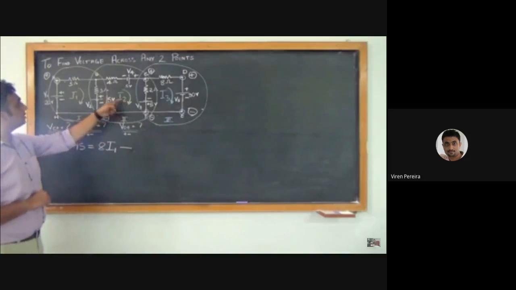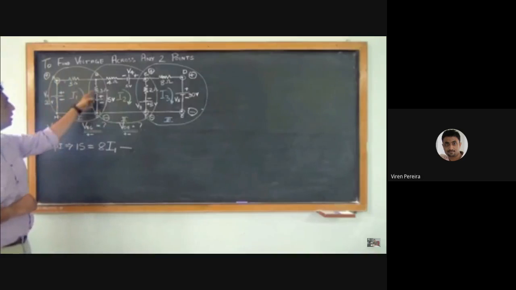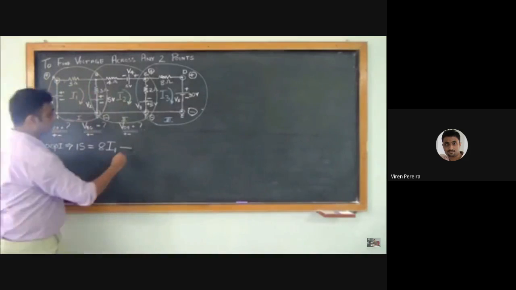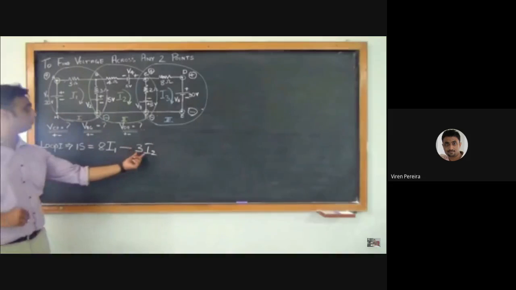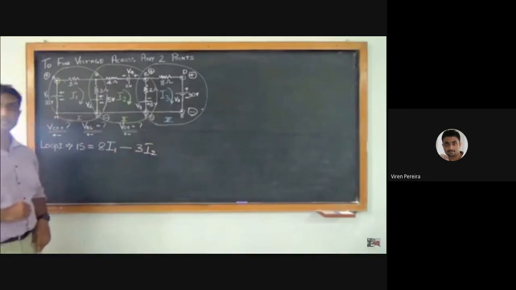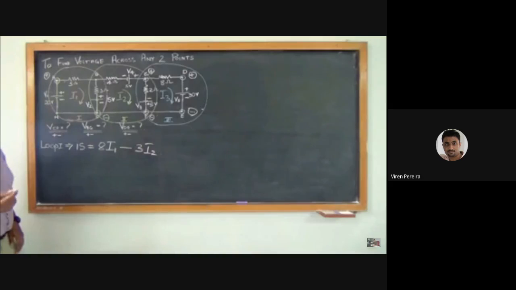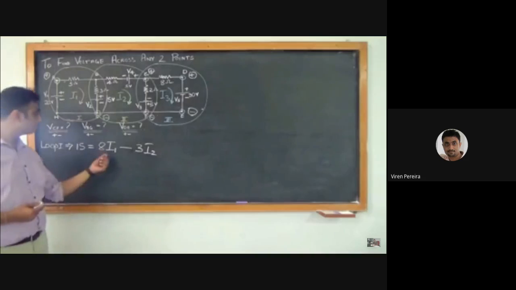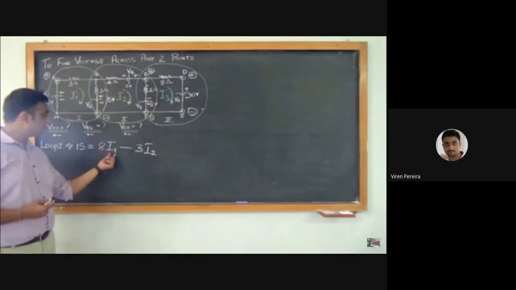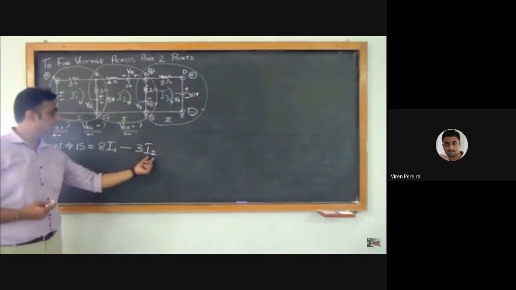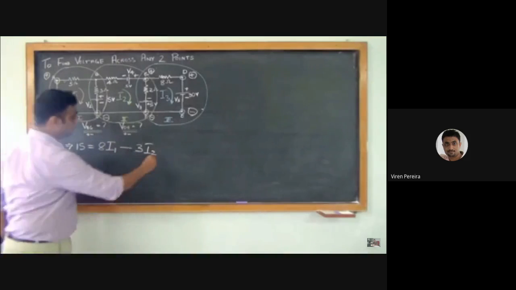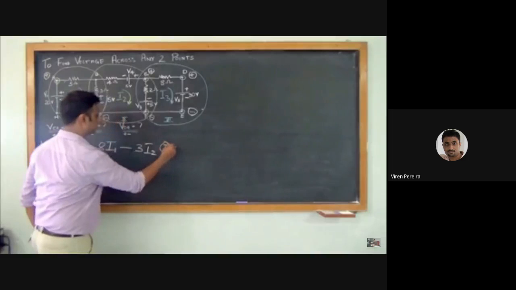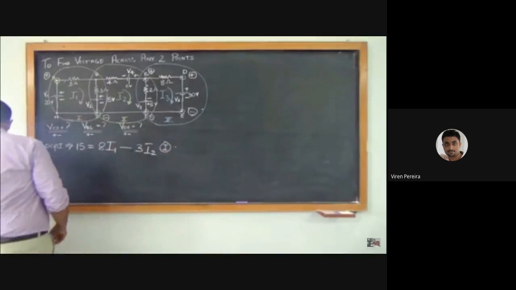Now I2 is flowing in which resistor? With respect to loop 1, it's only flowing in the 3 ohm resistor. So it is 3 I2. This is the drop across your resistors. Drop is nothing but your voltage drop, and Ohm's law states that V equals I into R. So I into R gives us the drops. So this is my equation 1. I just got it in one step.